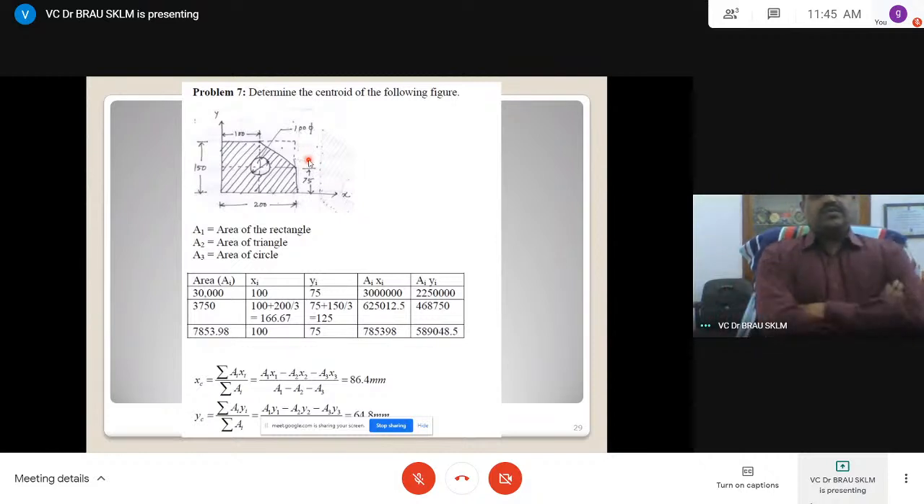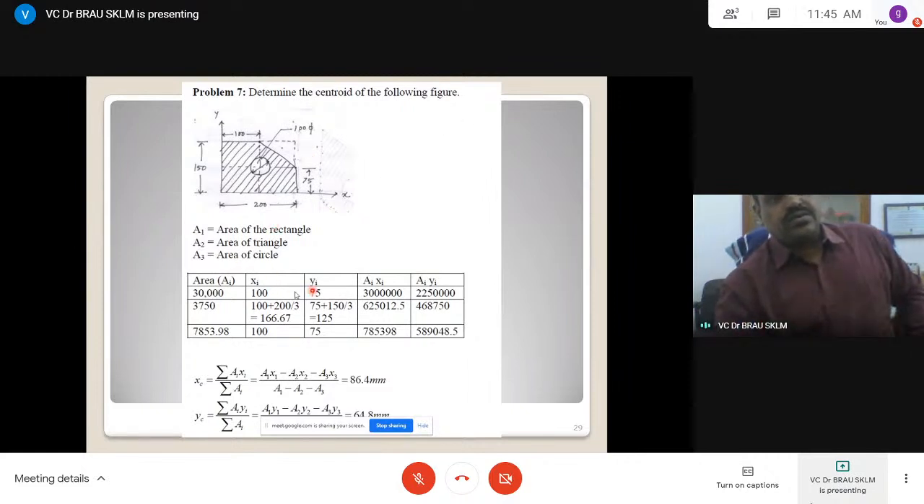You find out the 175 centroid. Now this is half base into height, base is 75, height is 100. Then for the triangle, 100 plus h by 3, 100 plus 100 plus, this is 100 only, not 200. This is 100 by 3, because with reference to this we are measuring.